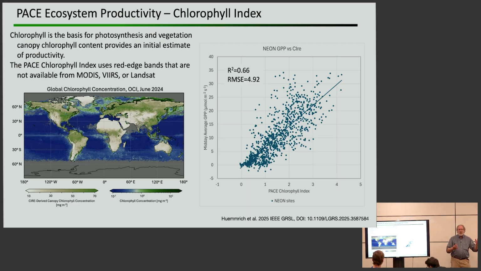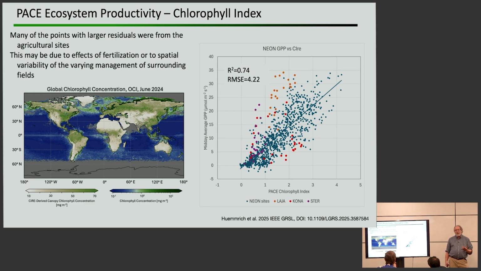So, oh, and again, this is 47 sites, and we're looking at data from March through October. So we're looking at a wide variety of vegetation types and a seasonal change here. And so we're describing 66% of the variance with an RMSE of a little less than 5. That's really pretty good. But the other thing that we can see here is if you look at the residuals, what you find is a lot of the points with large residuals turn out to be the agricultural sites. And that may well be because they are managed in ways that the natural sites aren't, fertilized.